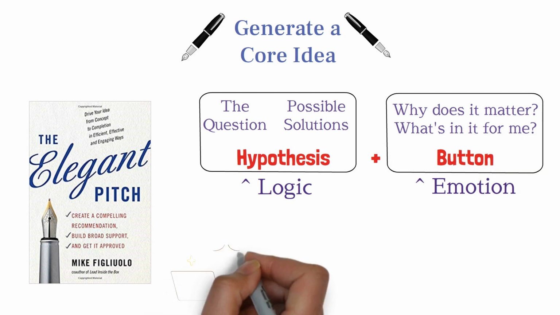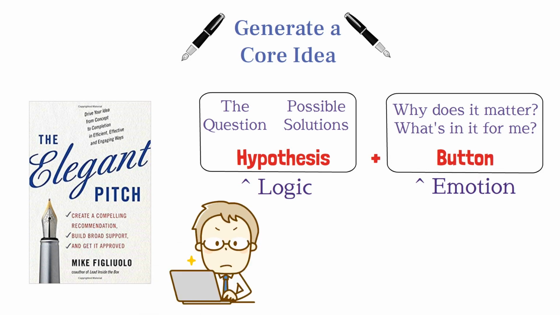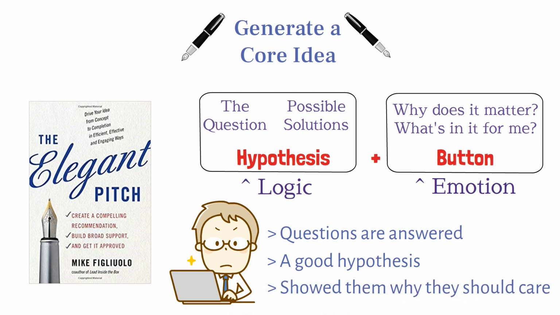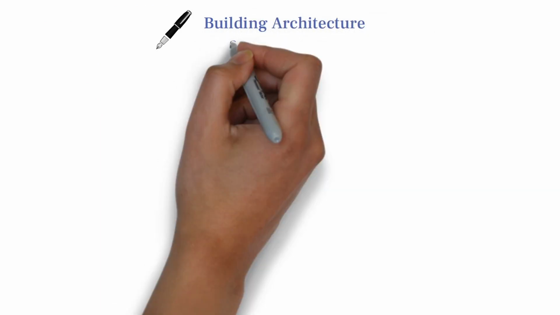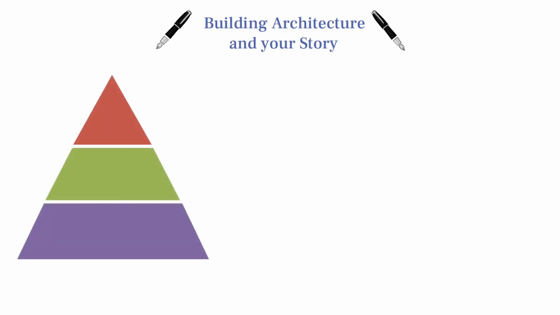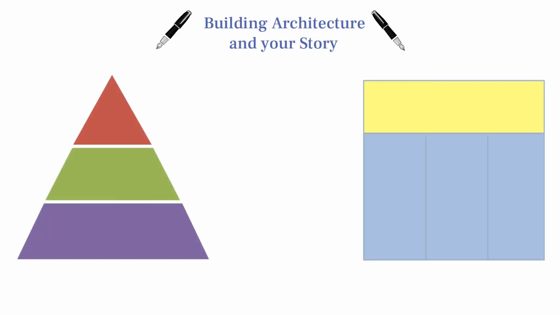So that's why, as a stakeholder, I'm going to sit up and take notice, because you're answering my question. You've got a good hypothesis, and you show me why I should care about this hypothesis. And that's the core idea piece there. And you need to have that first before you go any further. Now, once we have the core idea, we can start to build our story. And we have two choices for the architecture for our story. We can use a pyramid structure, or we can use a column structure.